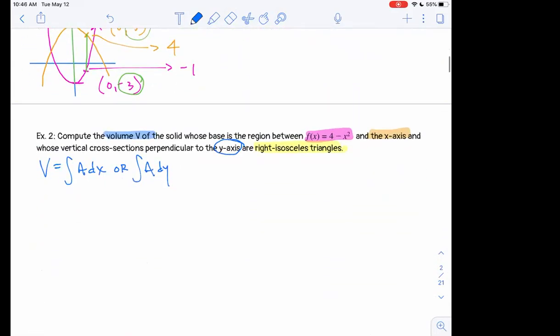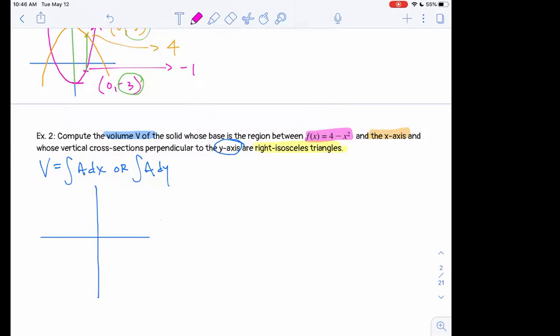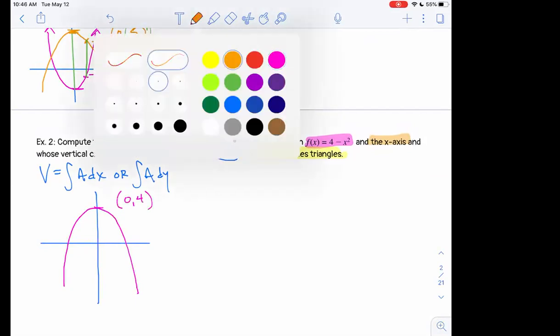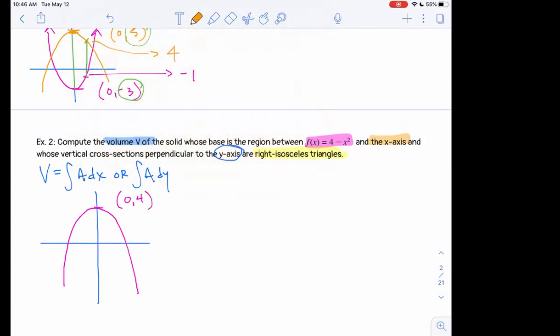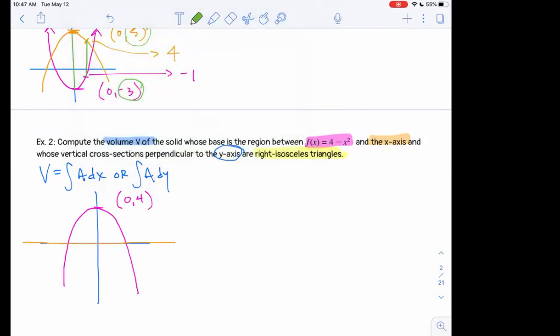We're going to draw a diagram. I know that 4 minus x squared is an upside down parabola with a vertex at 0, 4. I know that the x-axis is the other part of that region. So I'm looking for lines that are perpendicular to the y-axis.